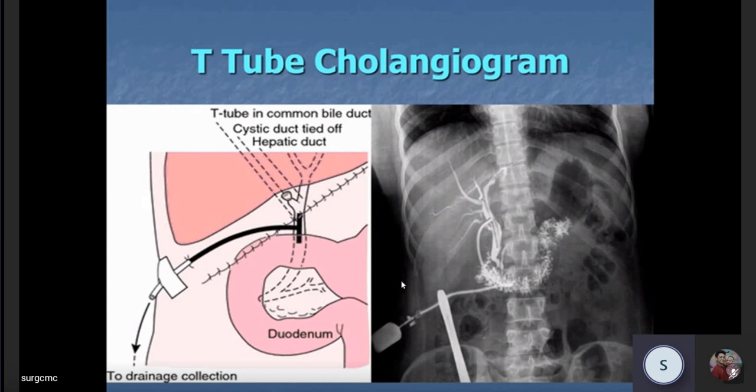But the problem is, is it only sufficient to know this? No, sir. After a few days, you are not really very sure whether you have removed all the stones from the common bile duct or not. So in that case, you need to do a T-tube cholangiogram.